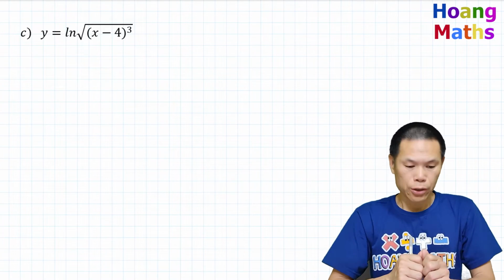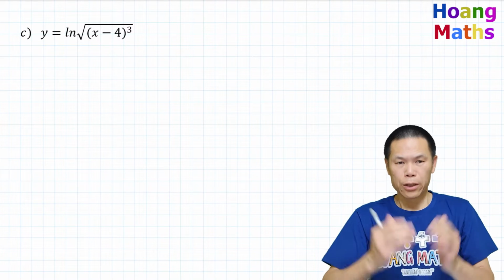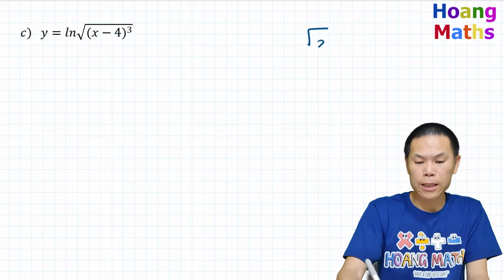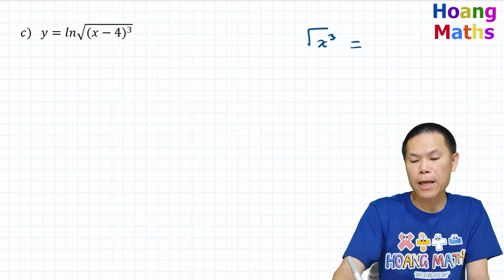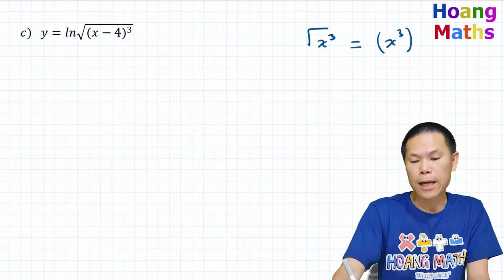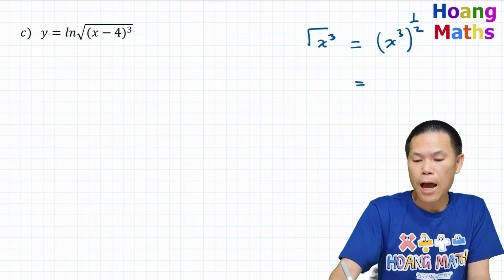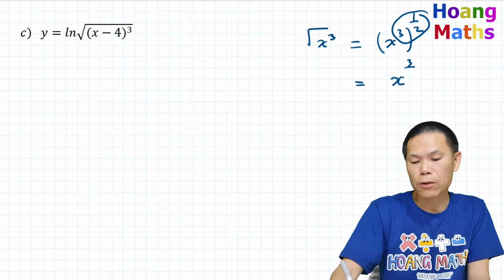Part C. So square root of x minus 4 power 3. Please keep that in mind. So square root of x power 3, for instance, is exactly the same as x power 3, and square root is power half. It's like this. Okay, don't forget. And then that will give me a half times 3 is 3 over 2. So x power 3 over 2.